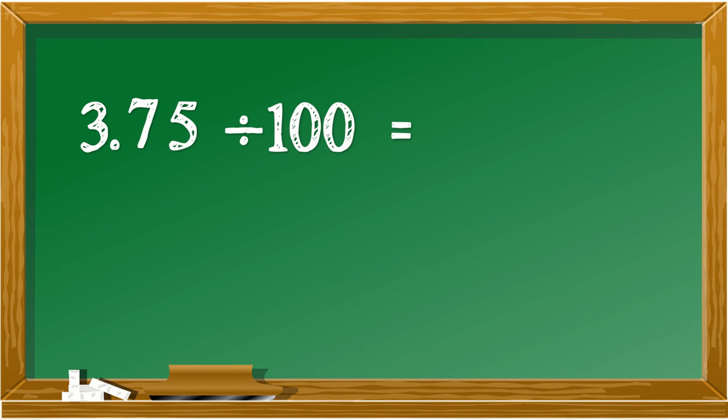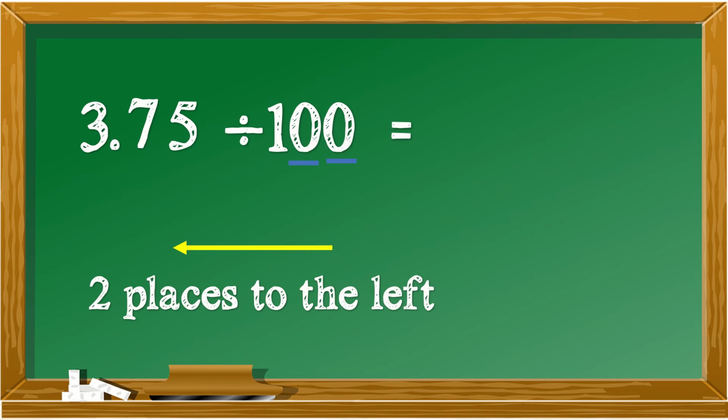Next, 3 and 75 hundredths divided by 100. 100 has two zeros. So we will move the decimal point two places to the left. First copy 3 and 75 hundredths and then move two decimal places, 1, 2. And since we have a space, we will put 0 as placeholder. Remove the previous decimal point. So we have 375 ten-thousandths as the answer.